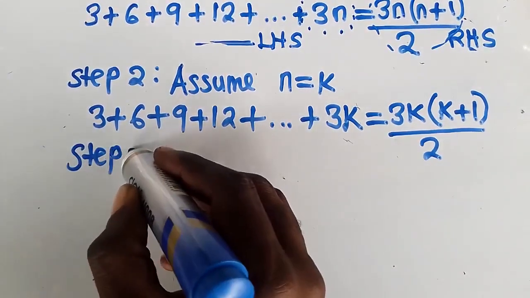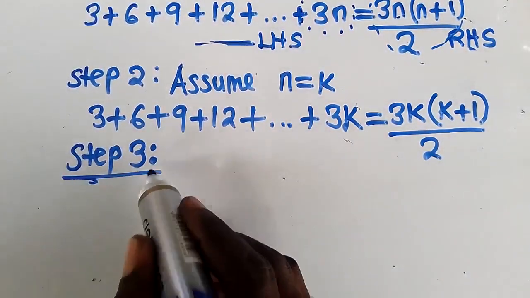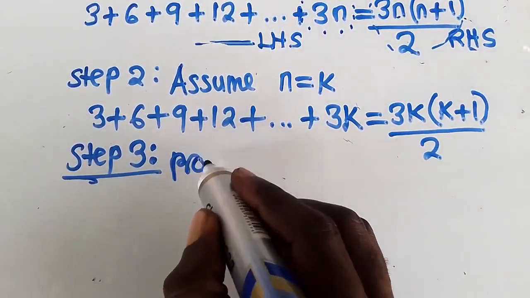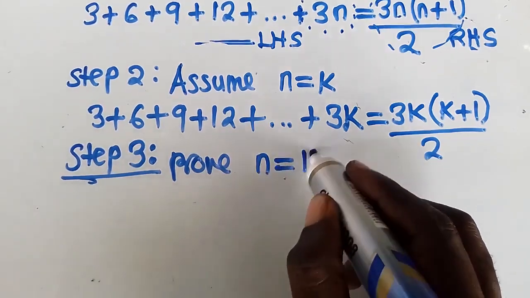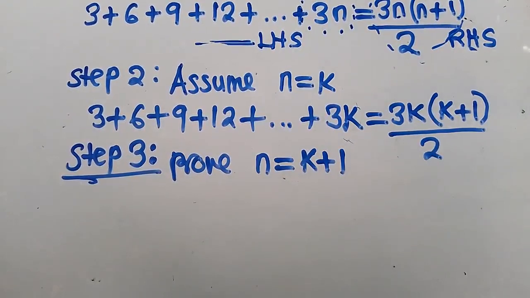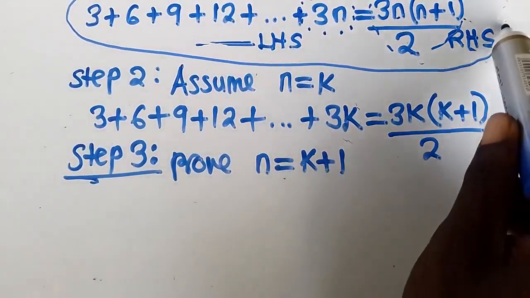Let us now go to step number 3. This is where you are told to prove now. You prove the statement for n is equal to k plus 1. This is what we are going to do. So here, I'm going to get this expression, which is the statement that is given.